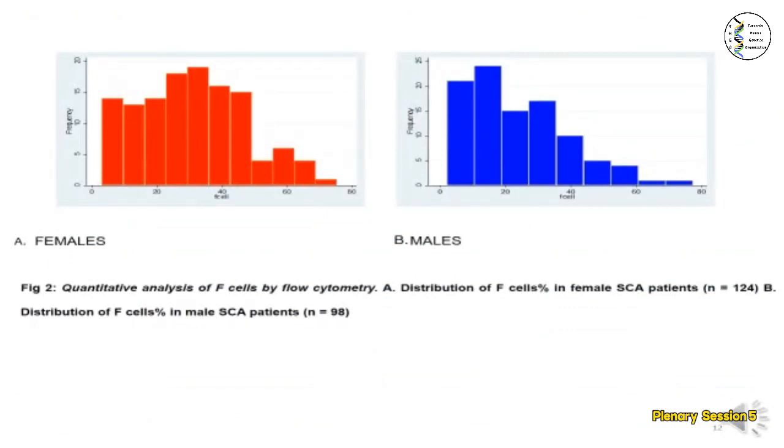We also observed a different distribution of F cell percentages in females compared to males, and this was similar to a study by Creel et al. in 2009. This fact led us to hypothesize that some or most of the differences that we saw in the previous table may be a consequence of gender differences in F cell percentages.